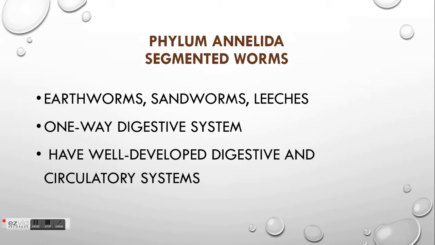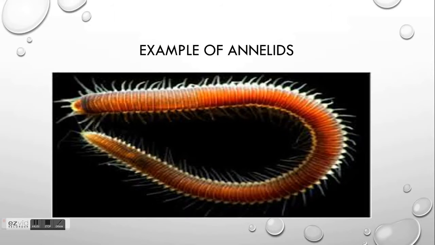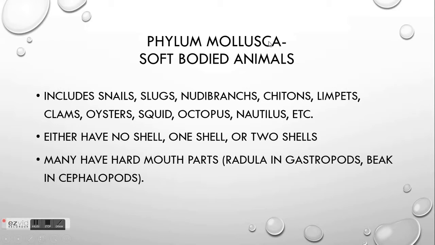Phylum Annelida, segmented worms. Earthworms, sandworms, leeches, they have a one-way digestive system, and well-developed digestive and circulatory systems. So phylum Annelida. An example will be this organism right here. You see, it is segmented.